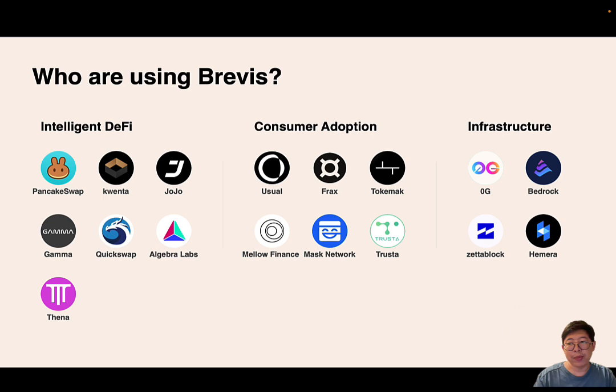We also work with many infrastructure level projects, such as Zero Gravity for their cross-chain data availability use cases, and Bedrock for their cross-chain Bitcoin restaking functionality as well.